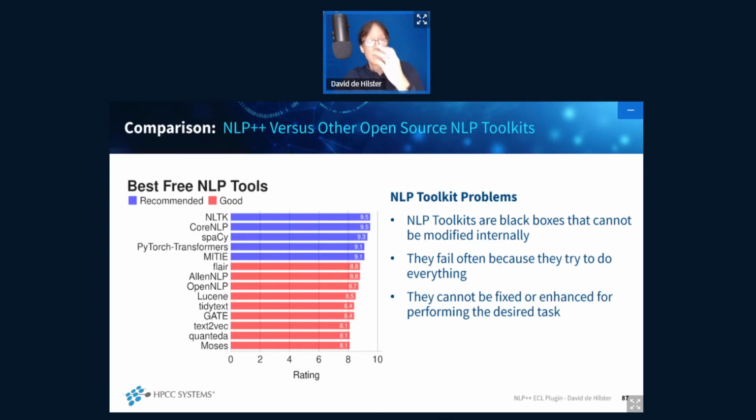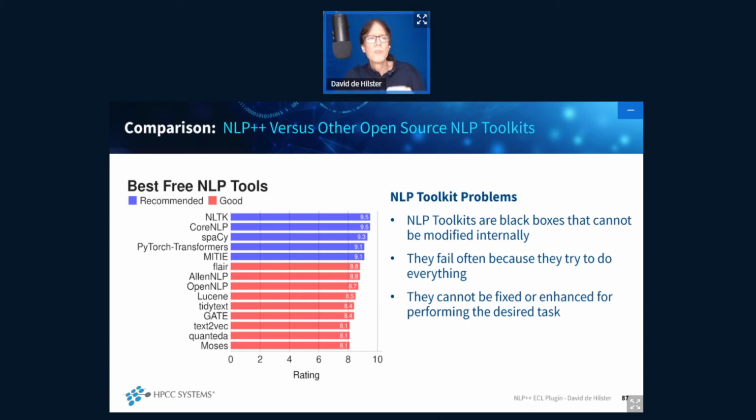You can talk to a lot of companies that do this. NLP toolkit problems. Well, NLP toolkits are really black boxes that really can't be modified internally. Some have a few options, you can add dictionaries, you can change some things, but pretty much it's what you get. And the reason they fail often, and it took me a while to figure this out, for this talk, I really thought about it. The real reason they fail so often is because they try to do everything. And if you try to do everything, you're going to fail, especially with any language.